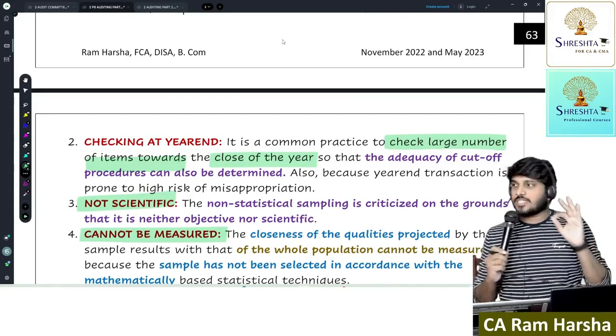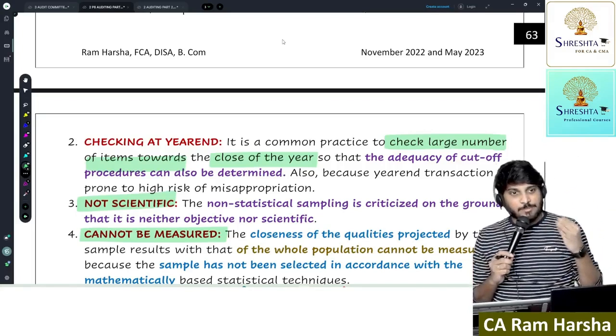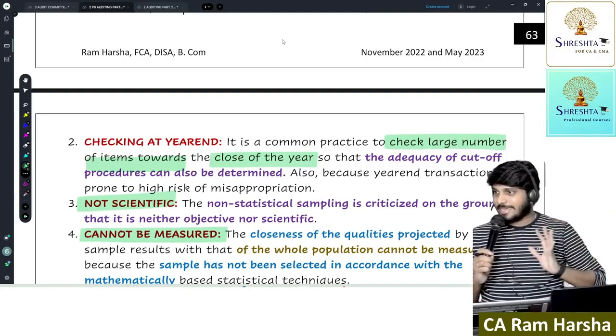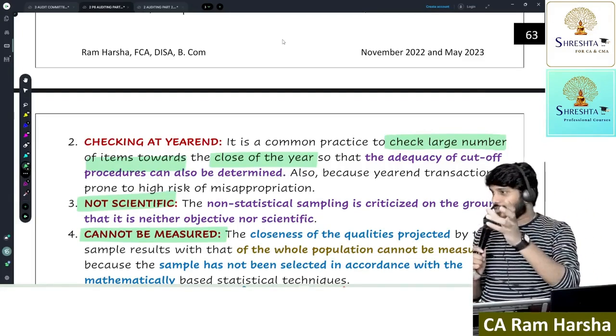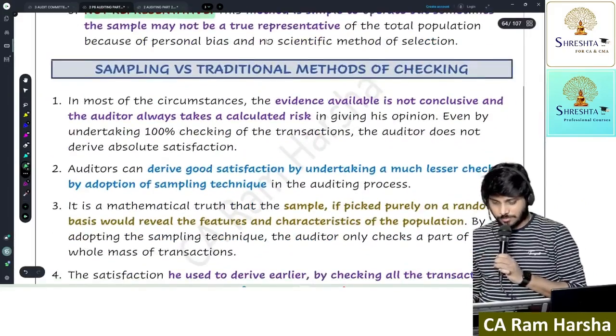Whatever sample size you feel sufficient, that's it. In audit evidence, we see sufficient appropriate evidence. Nothing but sample size. That is mainly directed towards sample size. Able to understand? Next.